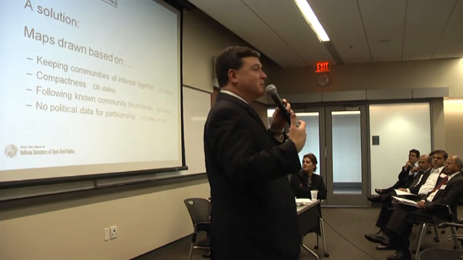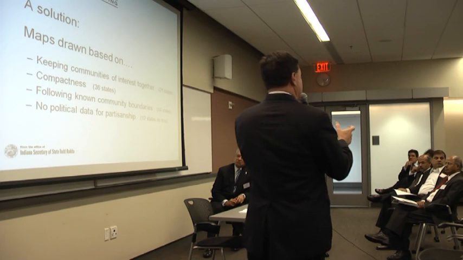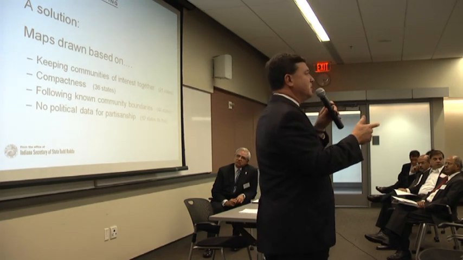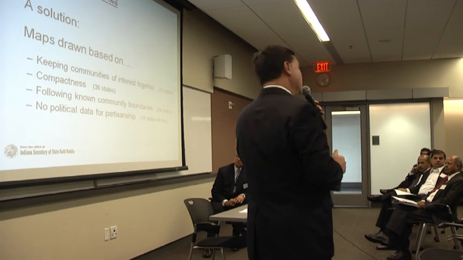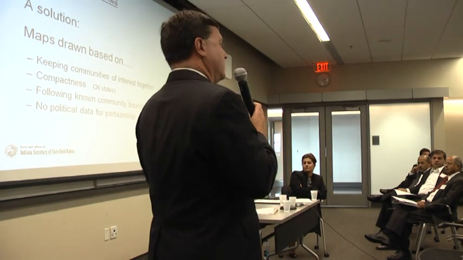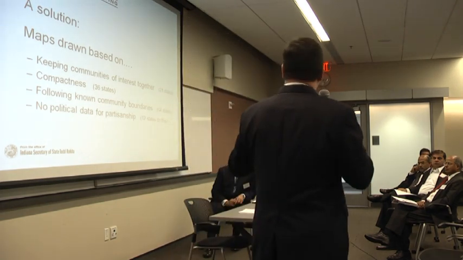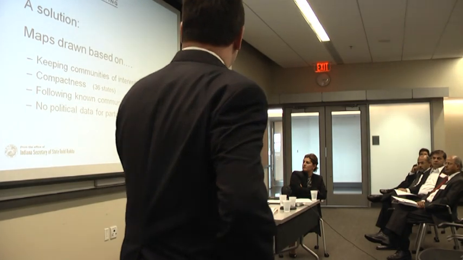And with technology and computer programs these days, it's very easy to see a map that protects an incumbent, to see a subdivision or a homeowners association drawn in or out of a district because of the way they voted in the past. Very easy to do. We would prohibit, whether it's felony status or otherwise, the use of political data for partisanship.